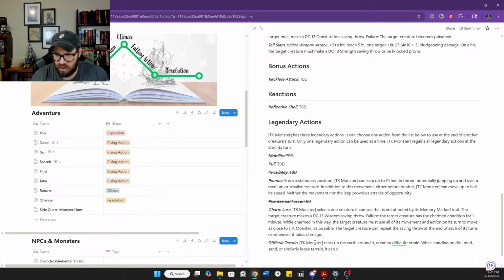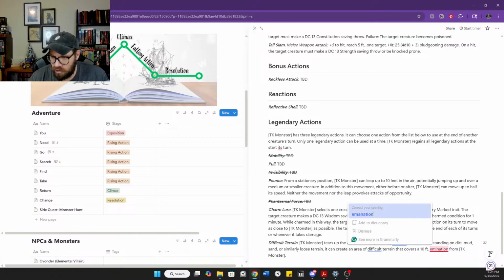It can create an area of difficult terrain that covers a 10-foot emanation from TK monster. Emanation. Okay.